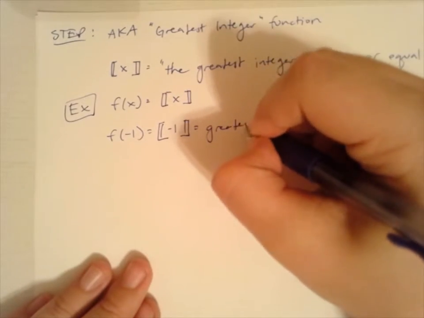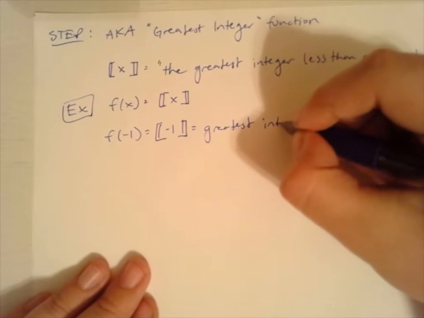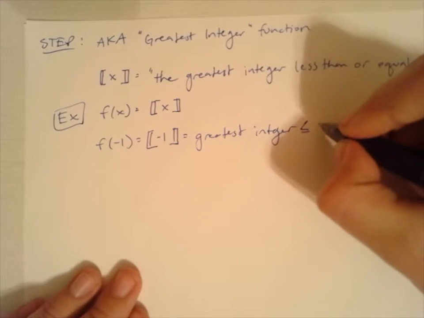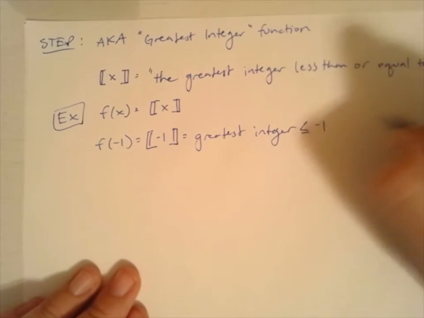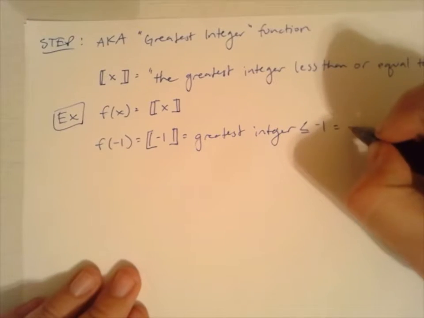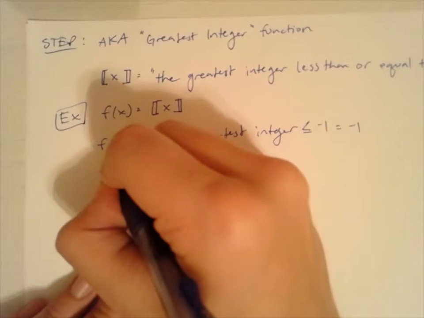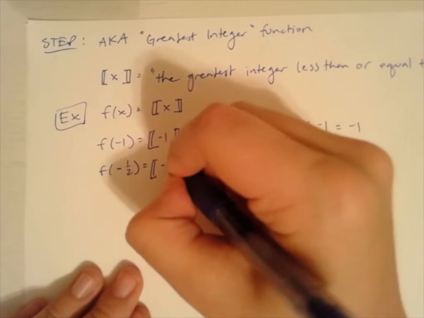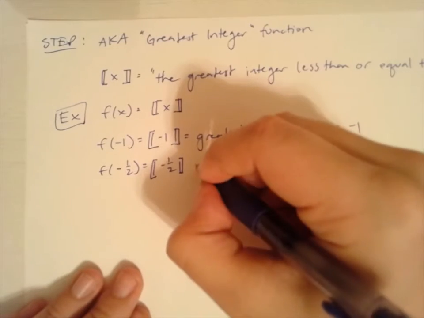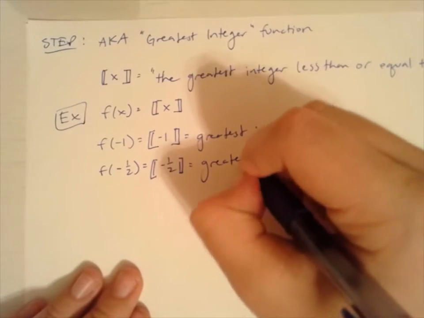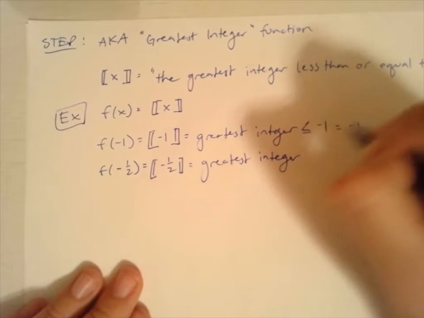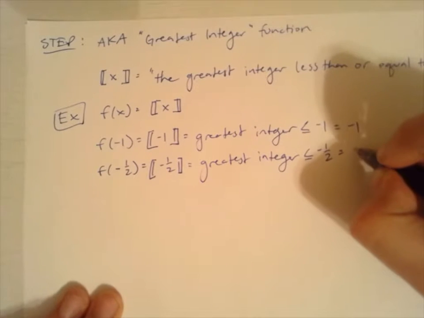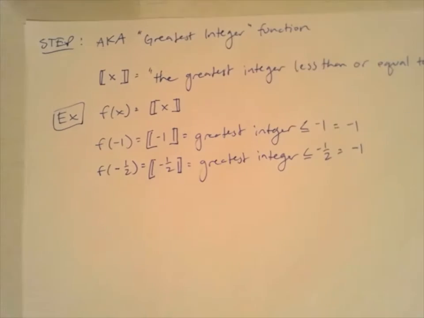Greatest integer that is less than or equal to negative 1, well, the greatest one next to it is negative 1. If we wanted to find f of negative 1/2, again we ask ourselves the greatest integer less than or equal to negative 1/2 is going to be, again, negative 1.